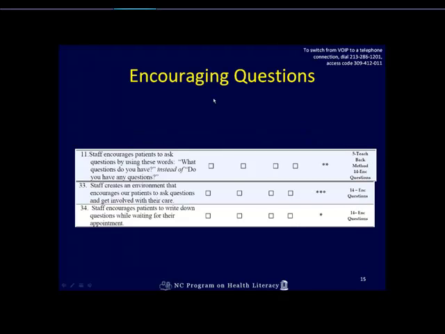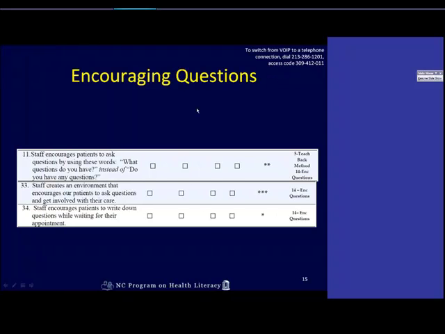And under encouraging questions, we have a few items in the assessment instrument, we've got them here on the screen. Staff encourages patients to ask questions by using these words: What questions do you have, instead of do you have any questions? The answer to do you have any questions is almost always no. And so we need to think of better ways to get patients to ask us questions.